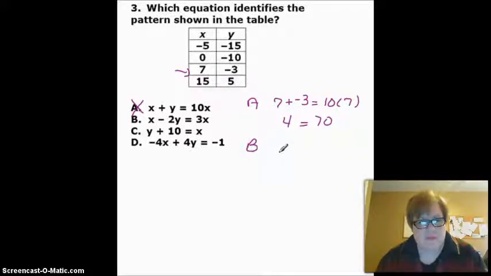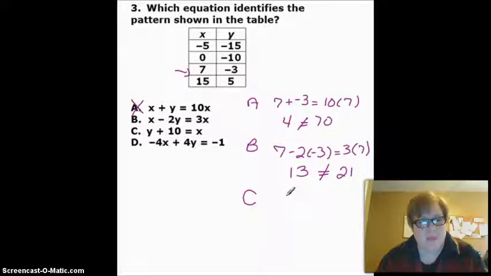So again, 7 for x minus 2 times -3 for y equals 3 times 7, which is my x. So 7, and this would be plus 6. So 7 plus 6 is 13. 3 times 7 is 21. They are not equal, right? And they weren't equal up there either. Let's make sure we mark that. Don't want us to get confused later.